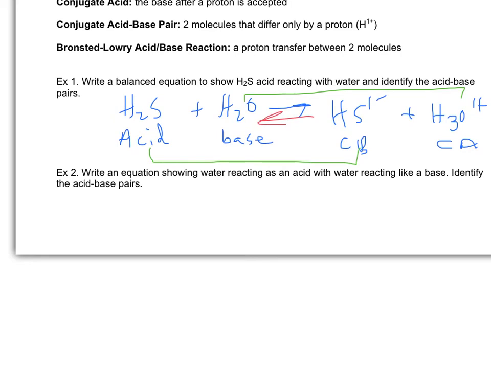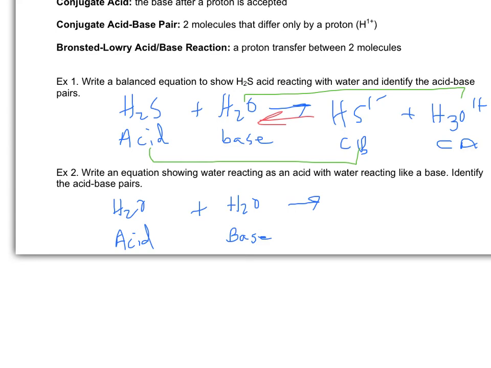Let's try out example 2 together. Here we're asked to show water reacting as an acid with water reacting as a base. Now, in example 1, you saw water reacting as a base. But water can also act as an acid using Bronsted-Lowry theory because it has H+'s it can donate. When this water loses an H+, it will become an HO1-.